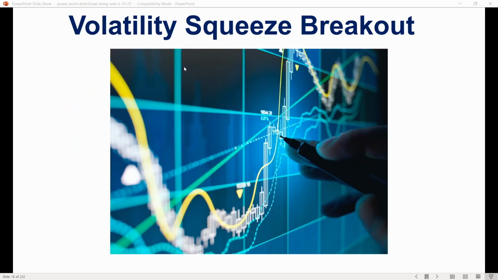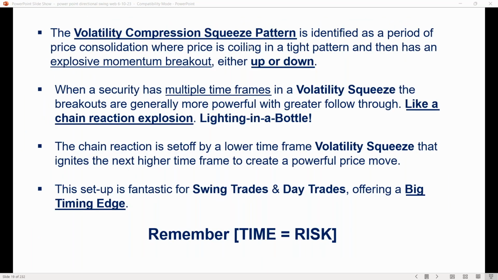The volatility squeeze breakout is based on a pattern which identifies a period of price consolidation, where price is coiling in a very tight pattern, and then it has an explosive momentum breakout either up or down. So the next question is, which way is it going to break, up or down? We can use our momentum to help us validate and spot that potential forecast of price movement.